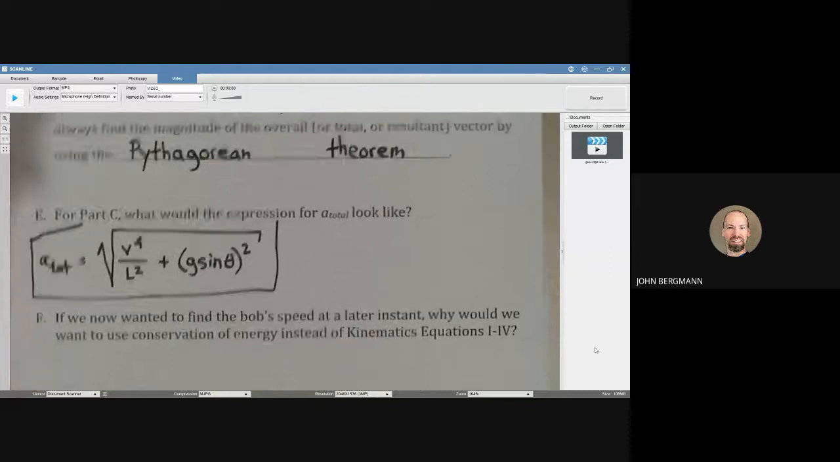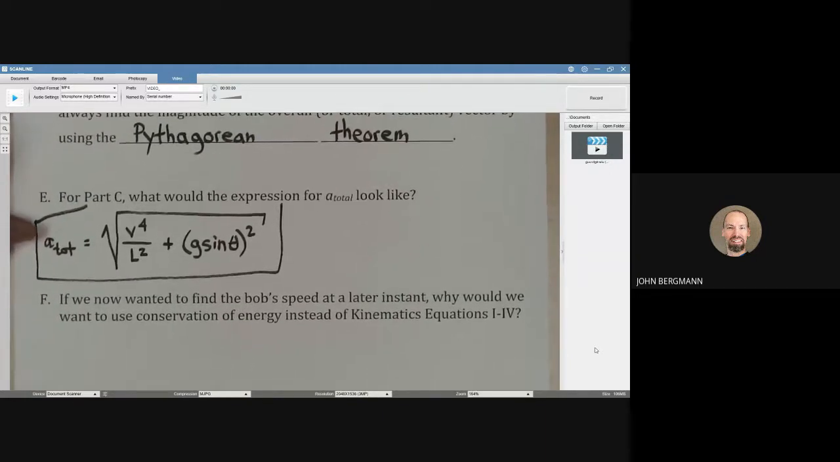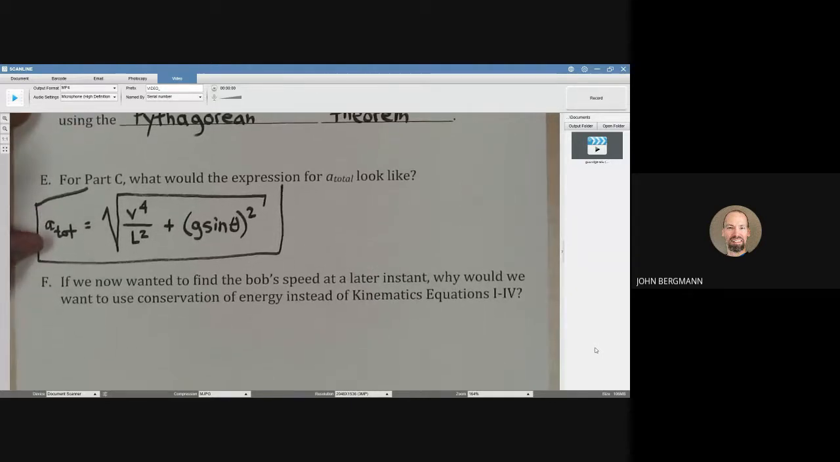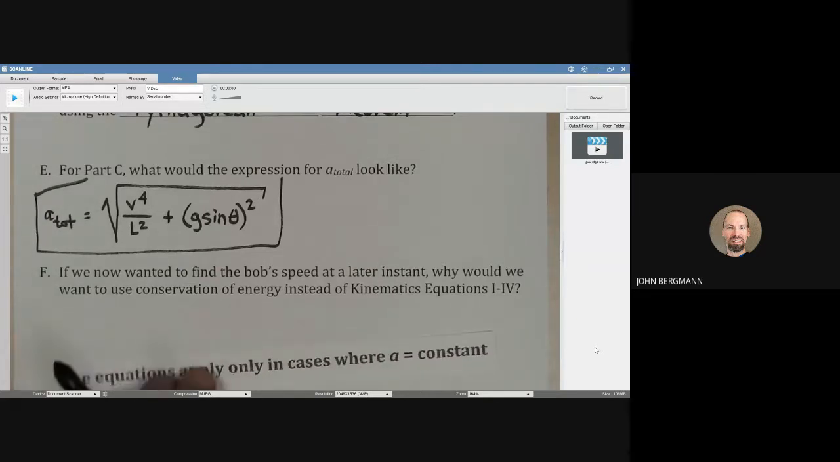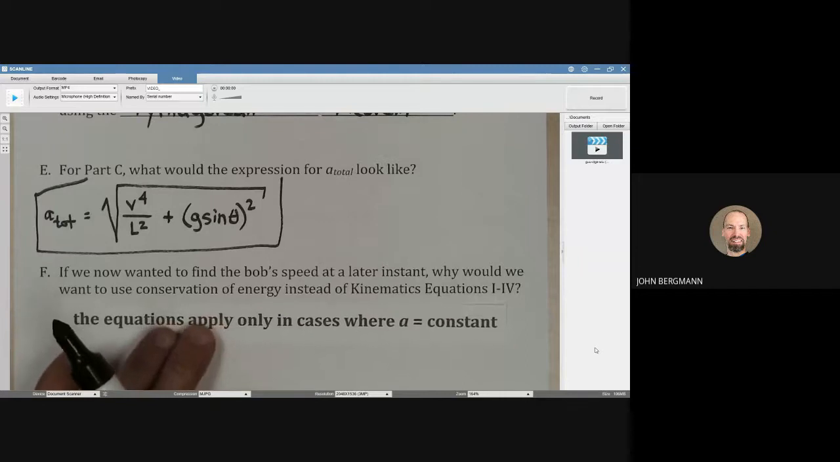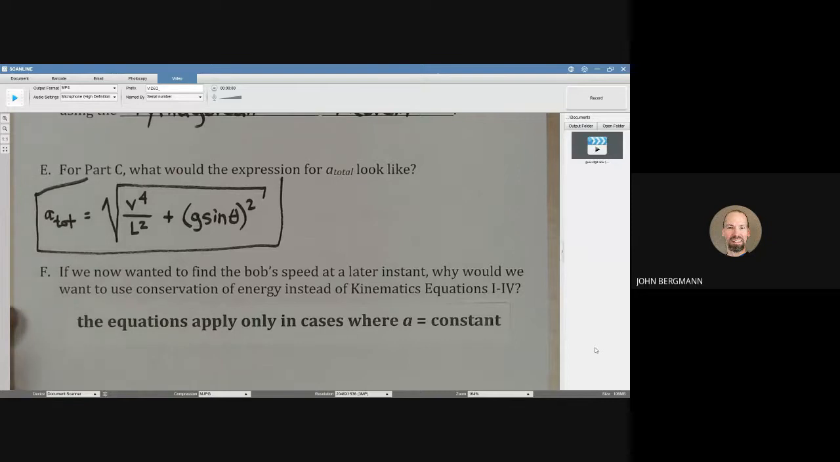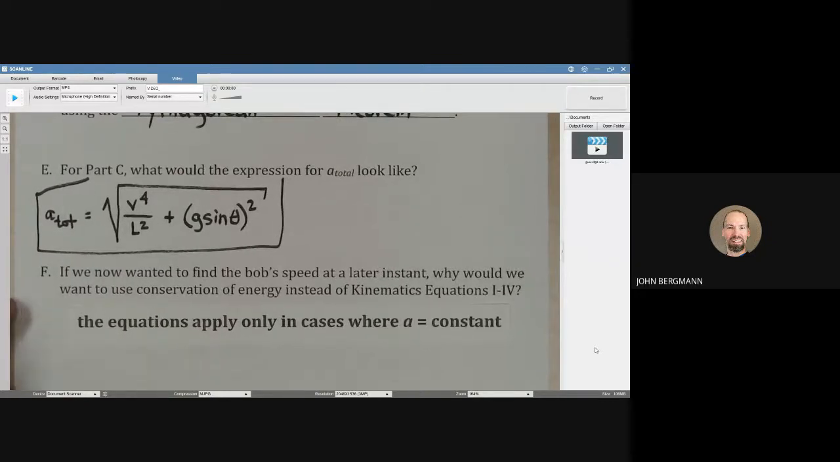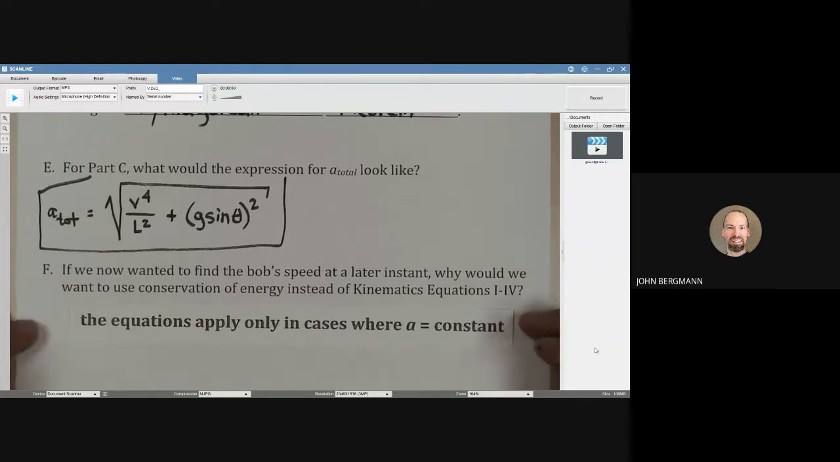Letter F, let's finish this video by saying if we now wanted to find the bob's speed at a later instant, we only have the speed at this particular one, but let's say we wanted to find the bob's speed at a later instant, why would we want to use conservation of energy instead of kinematics equations 1 through 4? Maybe conservation of energy would be a better choice. Why would it be better for sure than kinematics equations 1 through 4?